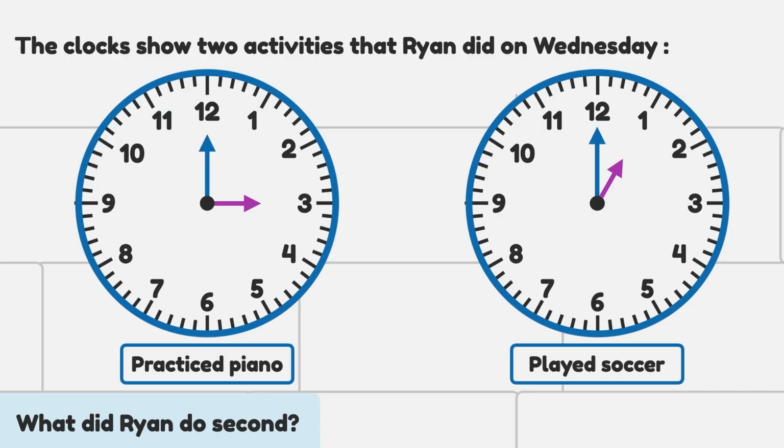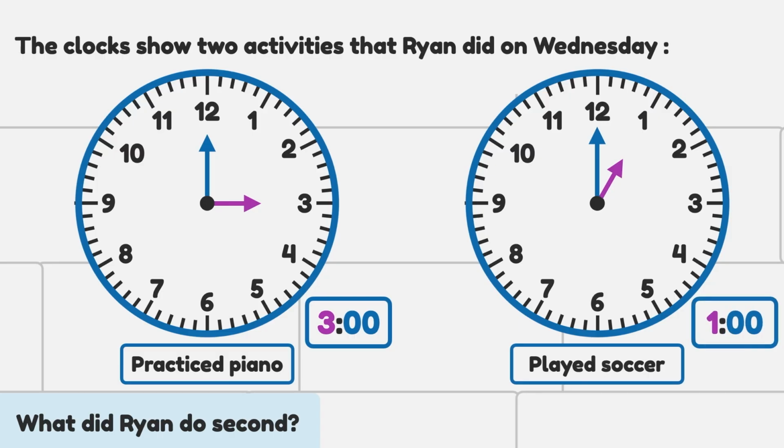Looking at the minute hands, both hands are pointing straight up at the 12, which is the start of the hour. So Ryan practiced piano at 3 o'clock and played soccer at 1 o'clock. 3 comes after 1, so we know that Ryan practiced piano second.